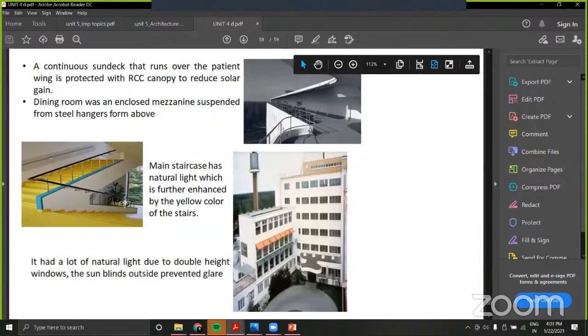As I said, yellow is the color which has a natural healing capacity. So while designing, we also consider all the colors we are giving. Since it is a hospital, it has to have a healing quality within the structure. So we use yellows in the corridors, yellows in the furniture, and it also had a lot of natural light due to double height windows, and the sun blinds outside prevented glare. He also used double height windows in all the staircase sites, so there is natural lighting throughout the staircase.